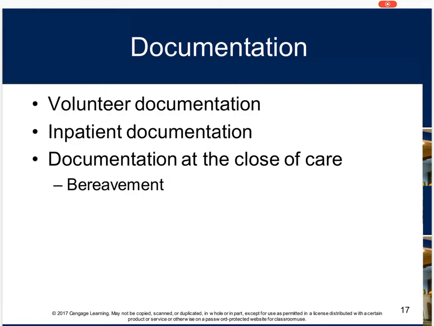Now, documentation at the close of care. So once the patient dies, then all of their records, whether they're the care plans or the interdisciplinary care plan, they're all closed. If the death is in the patient's home, a registered nurse is going to visit the home. If the death is in an institutional setting, such as a nursing home or a hospital, then you may not have to have that nurse go out there.